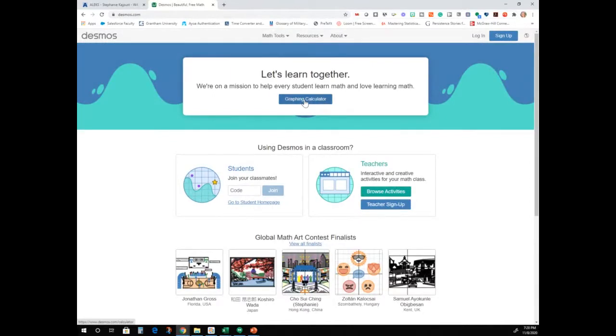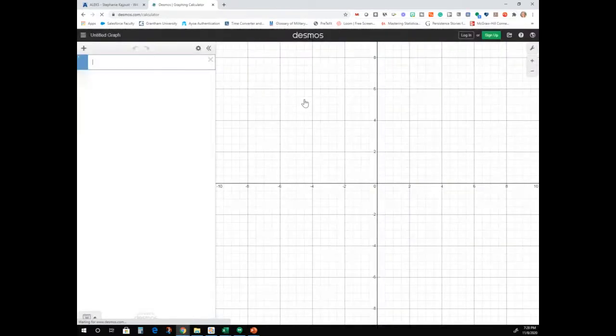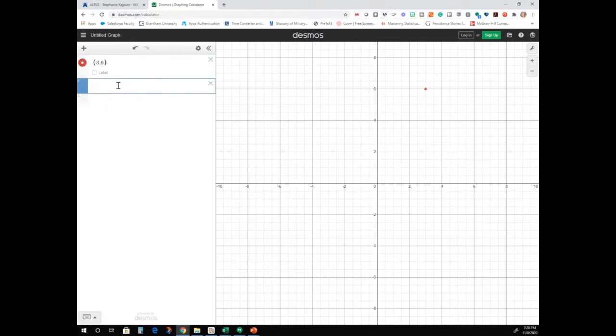So Desmos.com, I'm going to just click on the graphing calculator. And so you get this graph, and to graph an ordered pair, you just literally type what you see. So our first ordered pair was 3, 6. So I'm just literally typing that, and you can even add a label to it if you want. And then I can add a second one here, you keep adding these. The second one, parenthesis, -4, -1.